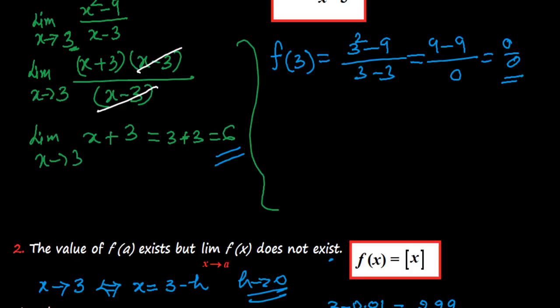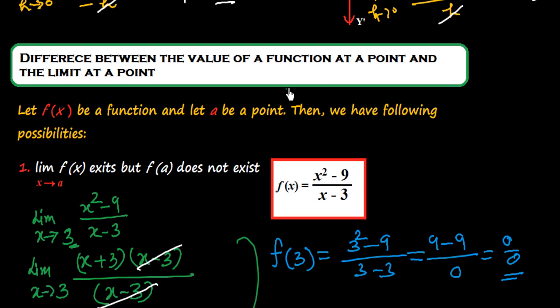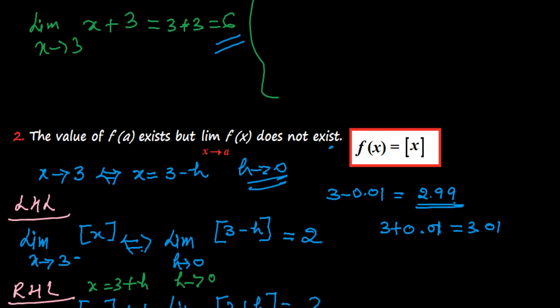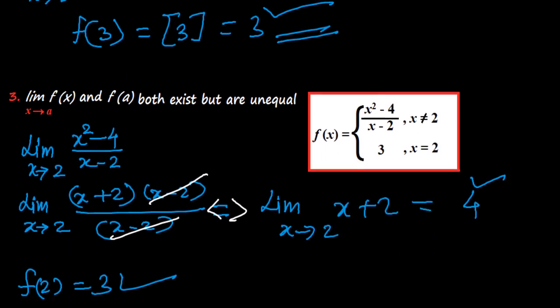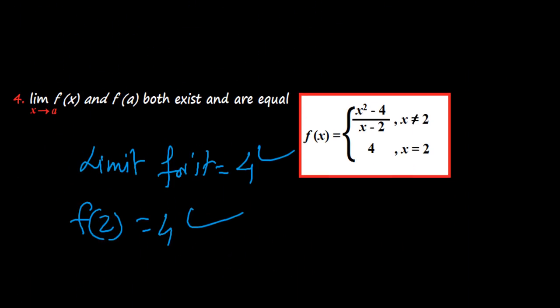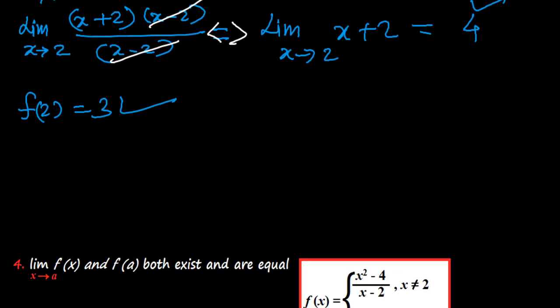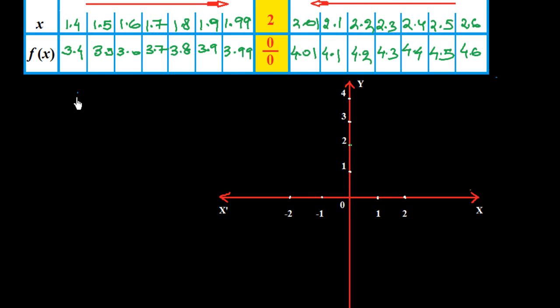Here we have seen the four ways of the difference between the value of a function at a point and a limit at a point. We have seen there are four possibilities: where the limit exists but f of a, the function value, does not exist; where the function value exists and the limit does not exist; where the function value and limit both exist but are unequal; and where the limit and the function value both exist and are equal. So we have seen this.